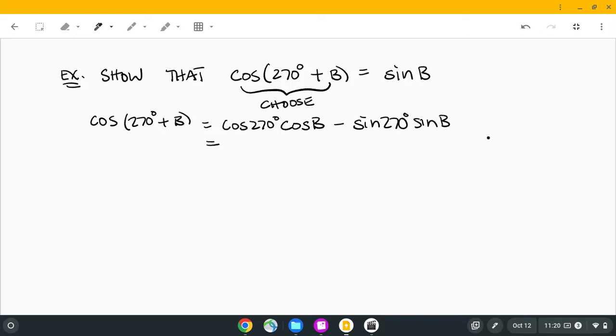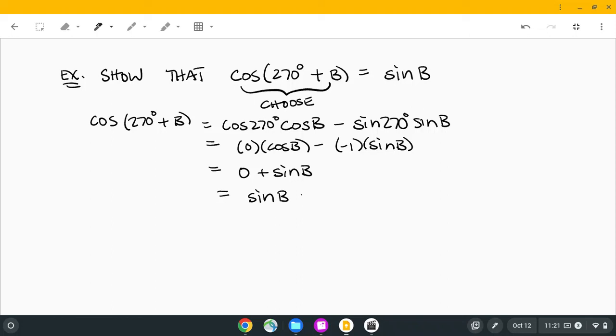All right, we have an actual angle here, but not here. So let's go ahead and get the exact value of the ones that have actual angles. All right, cosine 270, that's going to be 0. Sine of 270 is -1. So we get 0 plus sine b, and that is just going to be sine b. And that's the other side, so we can stop.